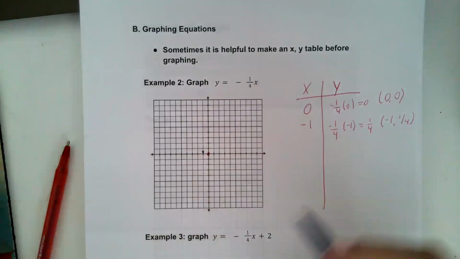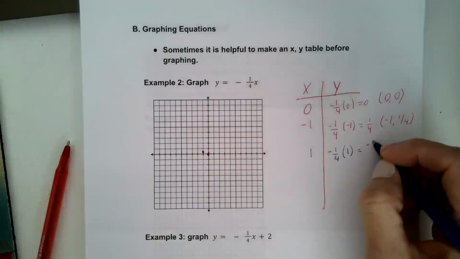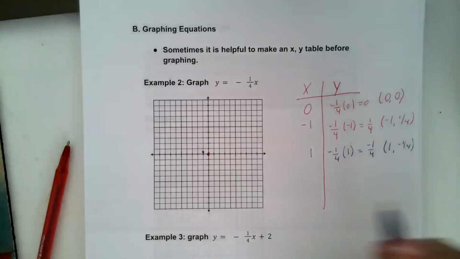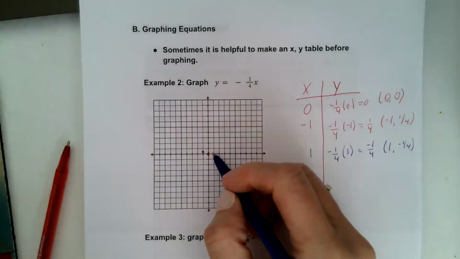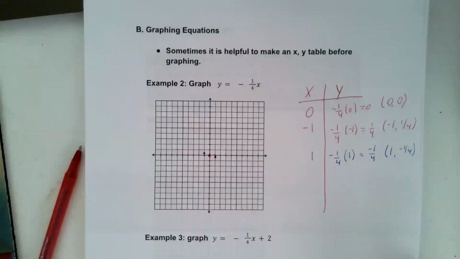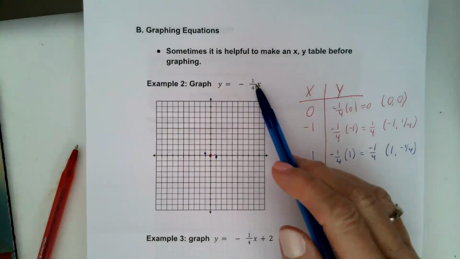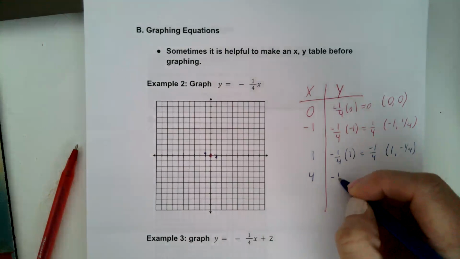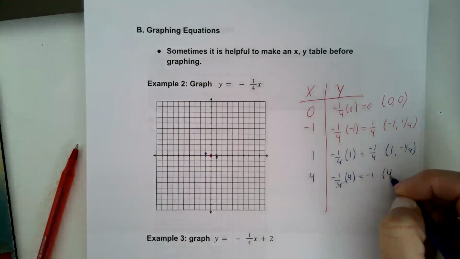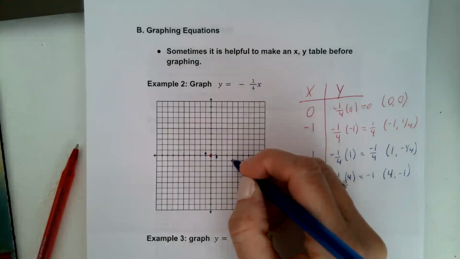There is a point. I'm going to put in +1. So I have a -1/4 times a +1. So this gives me a -1/4. So my coordinates are 1 and a -1/4. So over to the right 1 and then down 1/4. So it's starting to look like this. And then once you get 3 or 4 points, I'm also going to put in 4 because 4 will cancel out this fraction. So that might make it easier. So I'm going to put in a +4. So a -1/4 times a +4 gives me a -1. So I have the point 4, -1. 1, 2, 3, 4, and down 1.